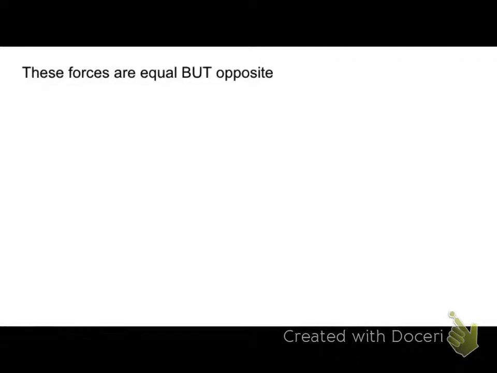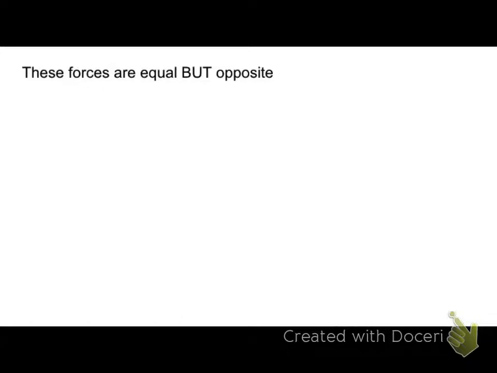So you might be asking yourself, if these forces are equal in magnitude but opposite in direction, why don't they cancel out and become balanced forces, right? When we had 2 equal but opposite forces acting on our objects in the previous lessons, then they were always balanced. So what's the deal with that?